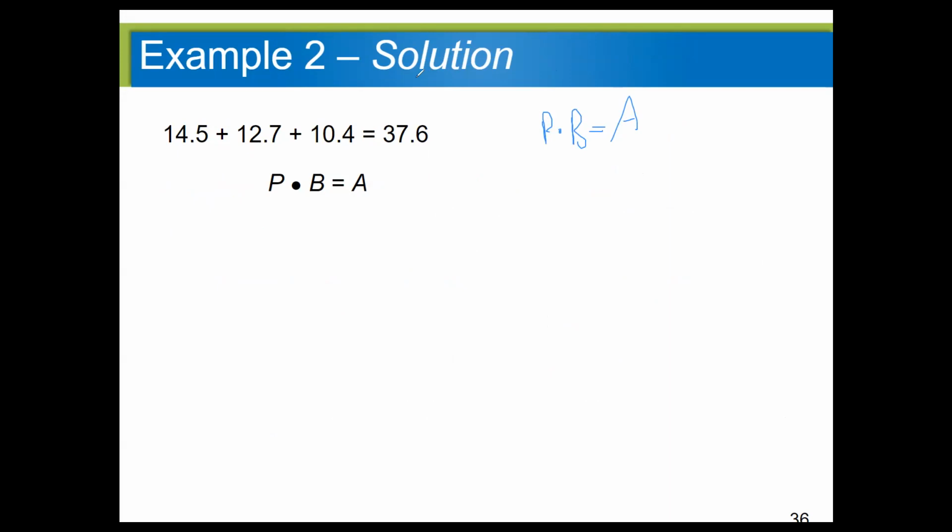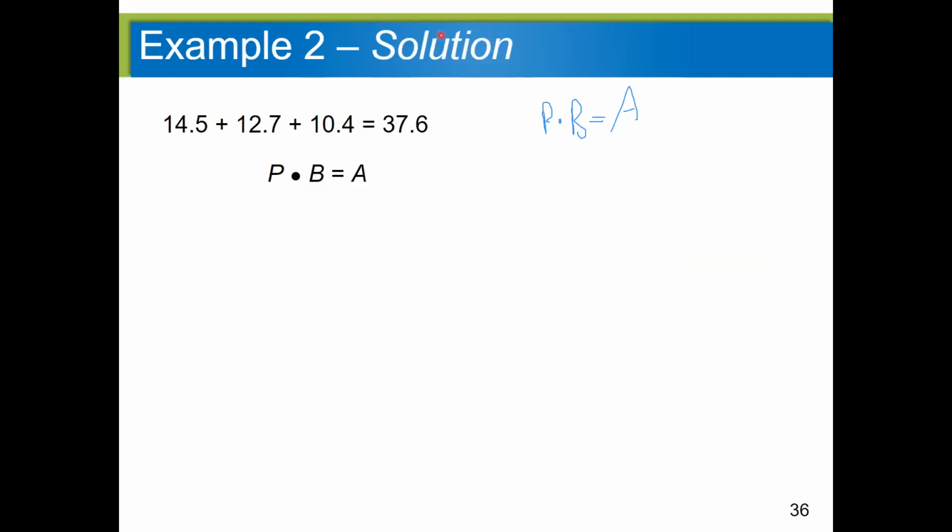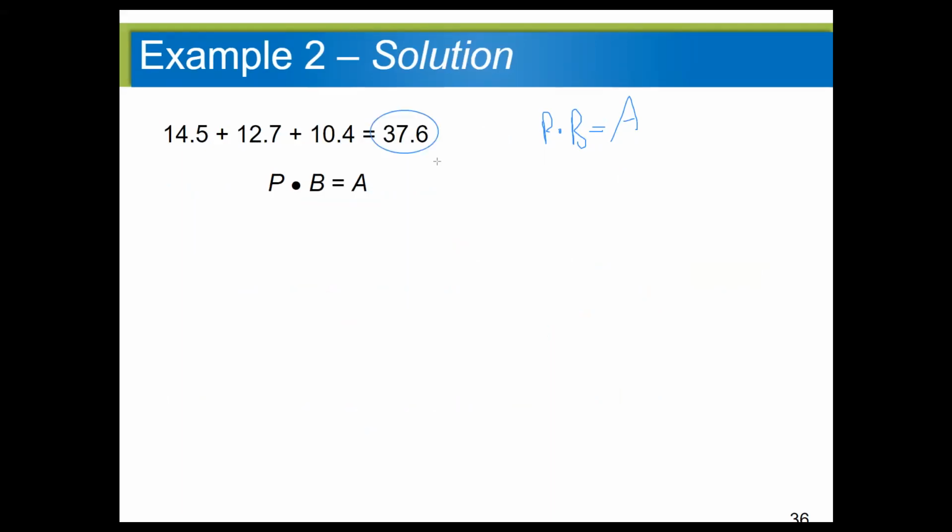Then I need to look at the question and figure out exactly what I'm trying to solve. I'm trying to solve the percent of the files downloaded in May. May is 12.7, but it's of that 3-month period. So how much stuff is downloaded? What percentage of that is 12.7? So in total, I can add those numbers up and see that over that 3-month period, 37.6 million files are downloaded. So is 37.6 million my B or my A? This was 12.7. What letters correlate with what numbers? That's a big question at this point.